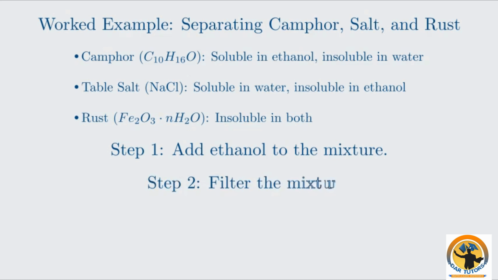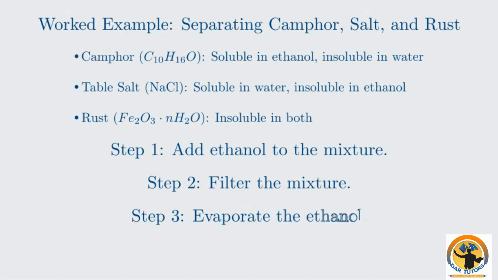Step 2. To separate the liquid from the solids, we can use filtration. We pour the mixture through a piece of filter paper in a funnel. The ethanol-camphor solution will pass through as the filtrate, while the solid salt and rust will be left behind on the filter paper as the residue.